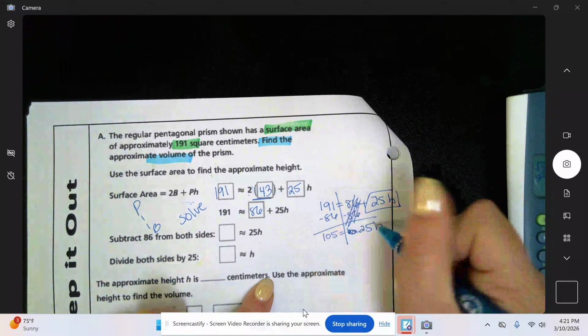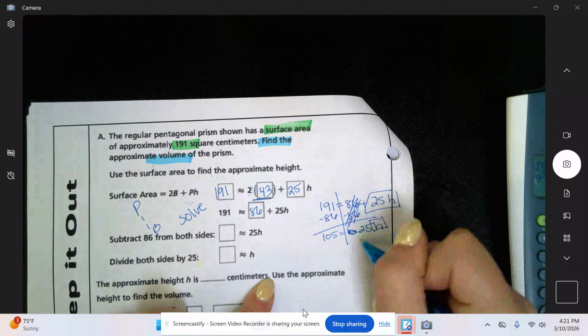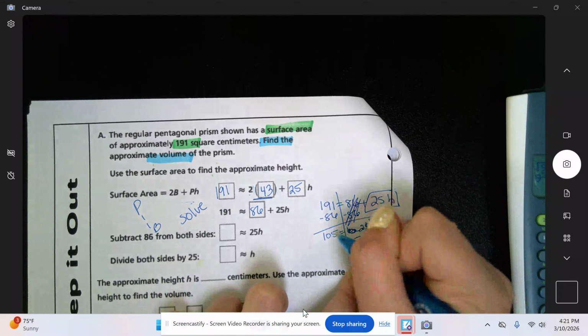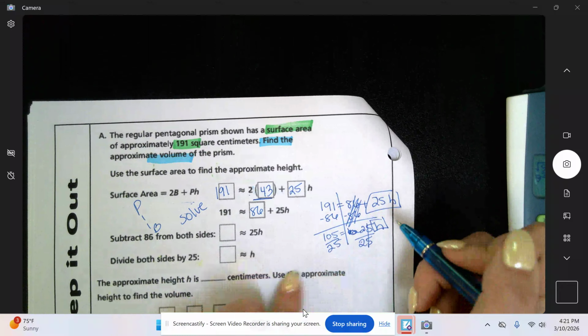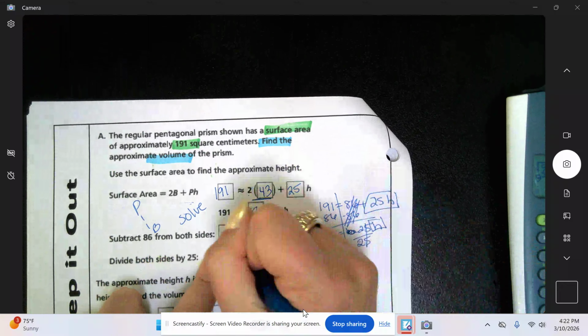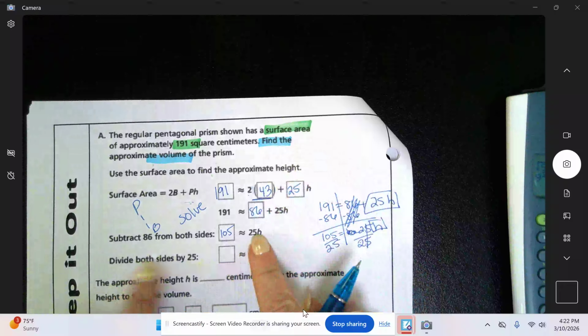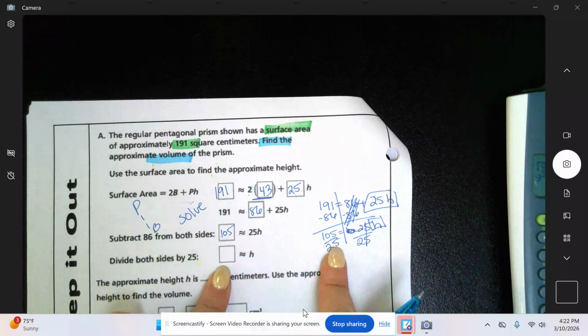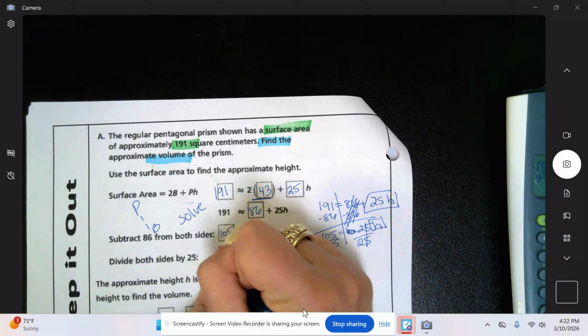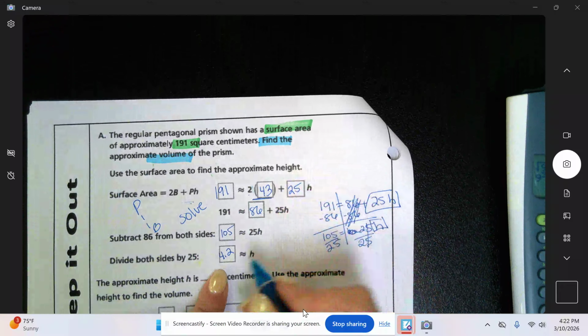We're still not done because we have that 25 attached to the H. So now, because they're being multiplied, we're going to divide by 25 on both sides. So see, subtract 8 from both sides gave us 105 equals about this. So now we're going to divide by 25 on both sides. And when we do that, 105 divided by 25 gives me 4.2. So now I have a height.